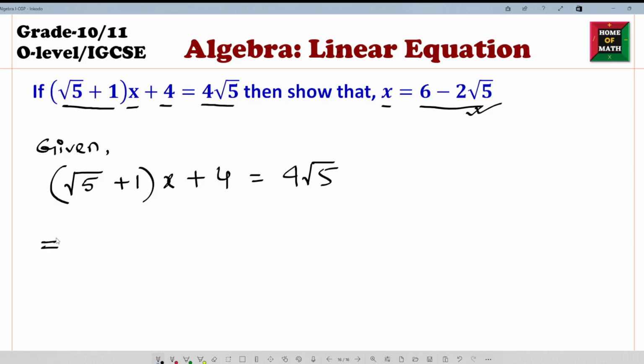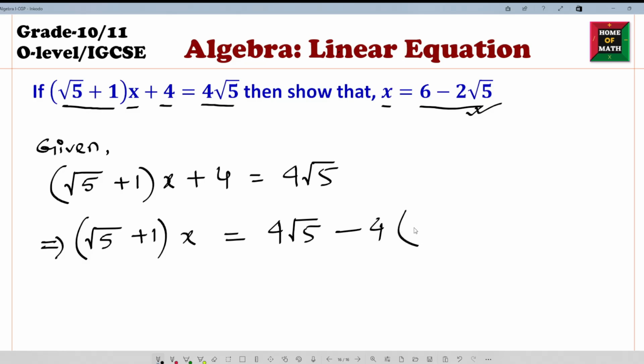First, we can write it like this: (√5 + 1)x = 4√5, and this plus 4 will become minus 4. We can write this by transposition.